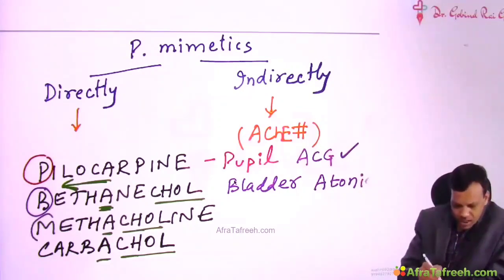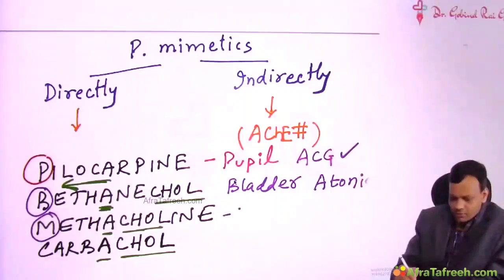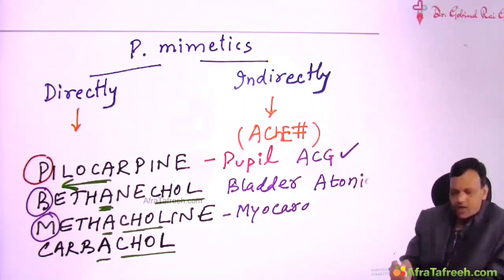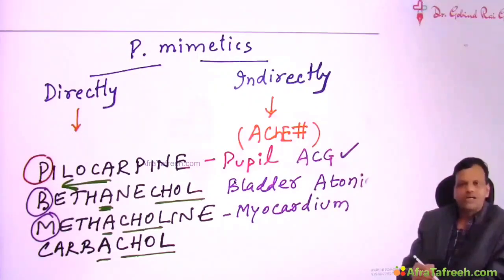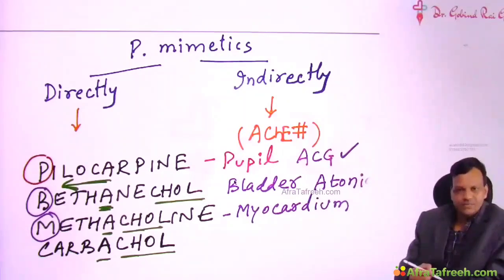Then methacholine starts with M. M for myocardium. So methacholine is used for the myocardium, that means the heart. So what will it do to the heart? Methacholine will depress the heart because the parasympathetic system depresses the heart. So it can be used for tachycardias, tachyarrhythmias. So we have discussed 3 drugs so far. P for pilocarpine, P for pupil, B for bethanechol, B for bladder, M for methacholine, M for myocardium.